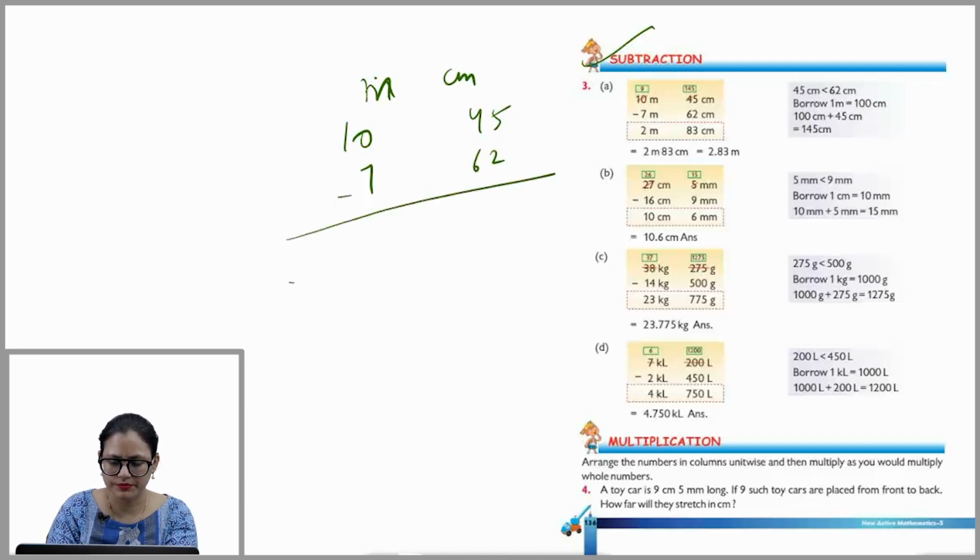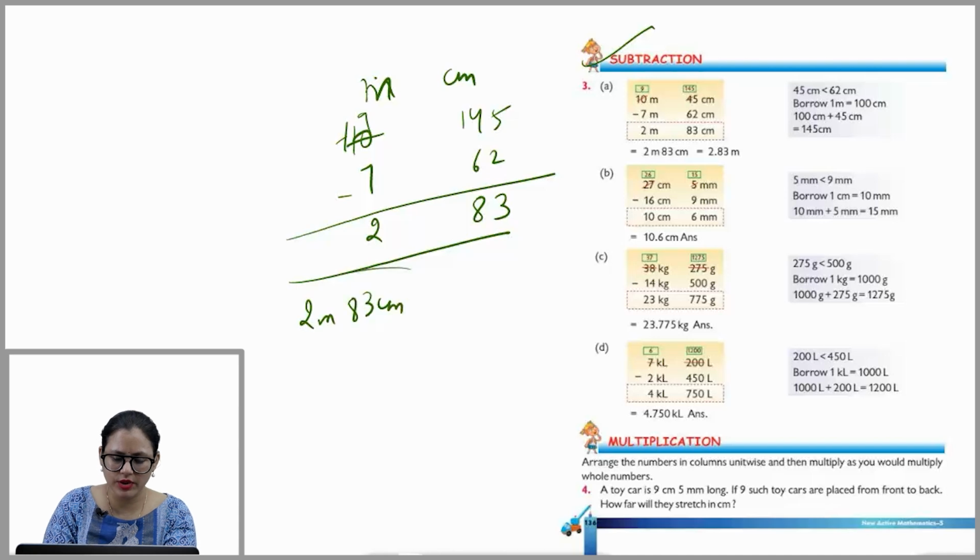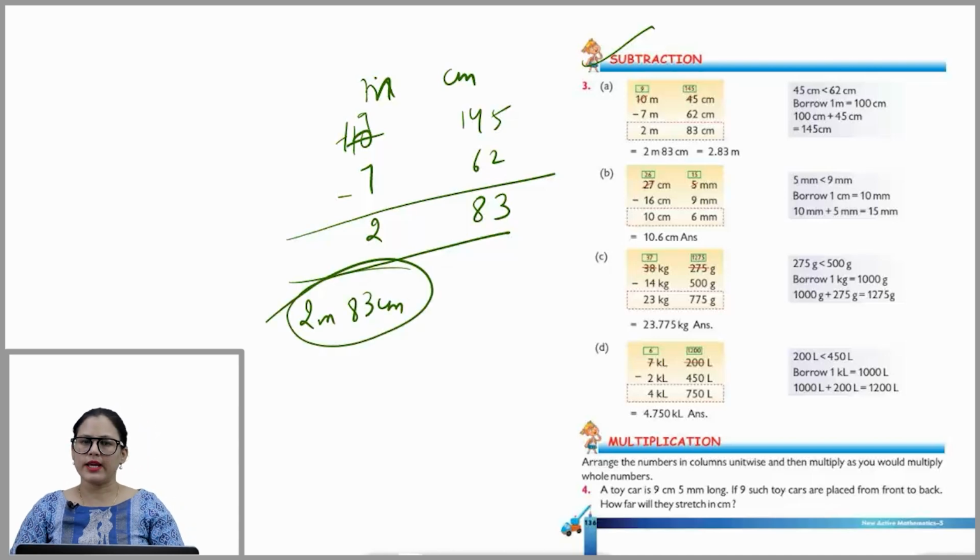Now subtract. 5 minus 2 is 3. 4 minus 6, you will borrow from here. Then here 14 minus 6 is 8. 9 minus 7 is 2. So 2 meter, 83 centimeter. Okay. So first, in case of subtraction also, what will we do? We will make columns, then we'll subtract like we subtract the whole numbers.